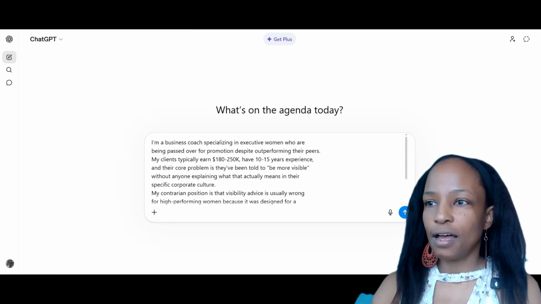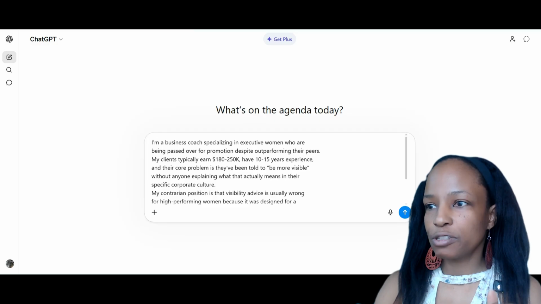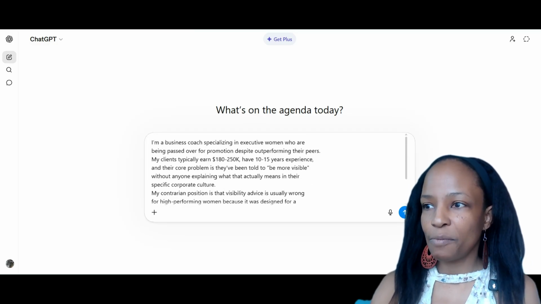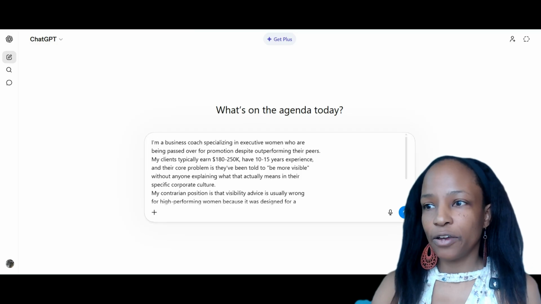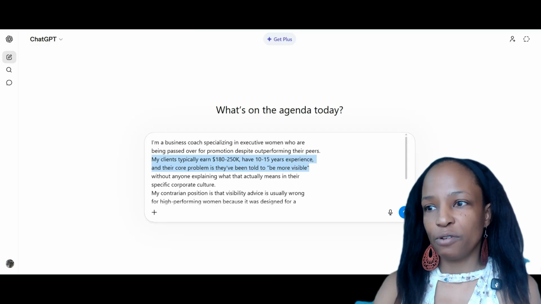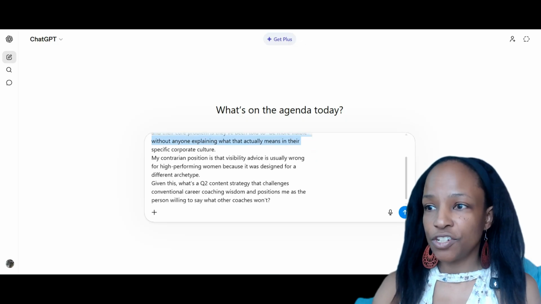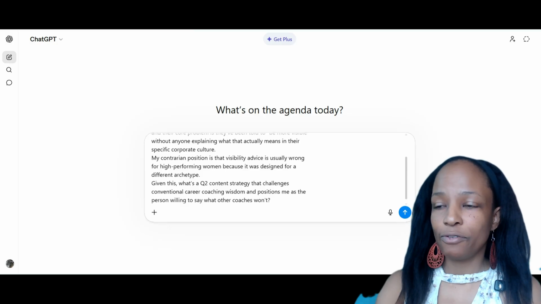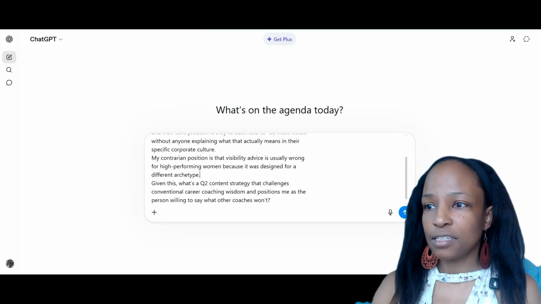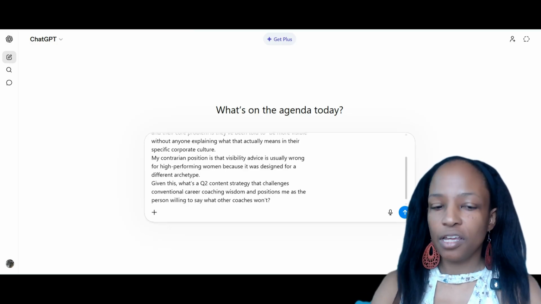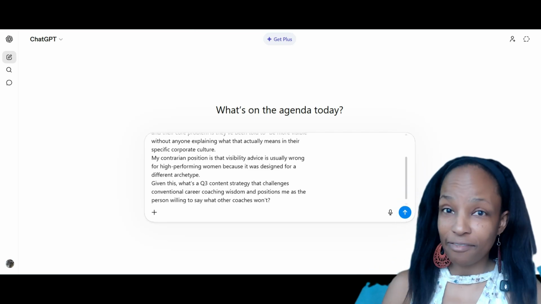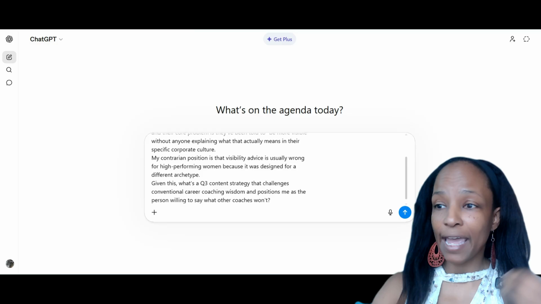And so let's look at this prompt. I am a business coach specializing in executive women who are being passed over for promotions despite outperforming their peers. My clients typically earn this much, have this experience, and their core problem is they're told to be more visible. My contrarian position is that visibility advice is usually wrong for high performing women because it was designed for a different archetype. Given this, I'm going to put Q3 strategy. So I'm talking about my ideal client. I'm talking about their pain points, their psychographic, what's keeping them up at night, what do I help them with.